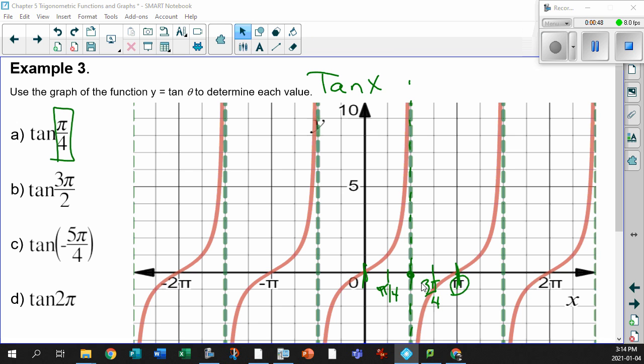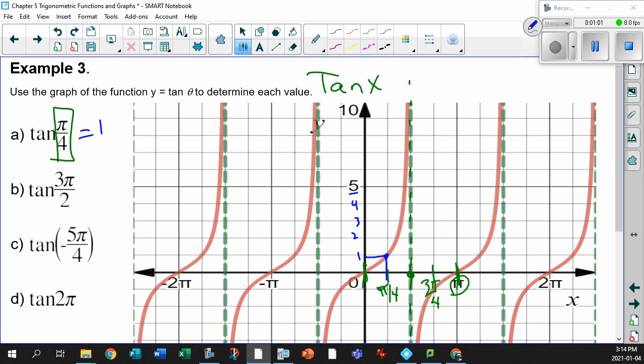So let's find out what is the value of the graph at 3 pi over 4. Oh, well, look at that. It actually works out to be, well, 1, 2, 3, 4. Oh, my goodness. Pi over 4, of course, is 1. But how about 3 pi over 2?